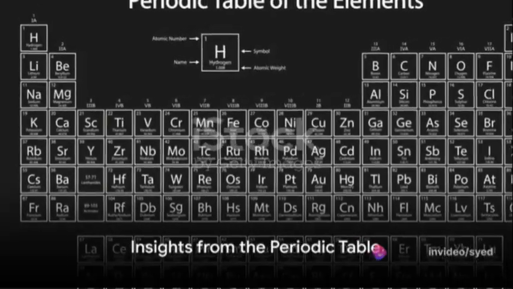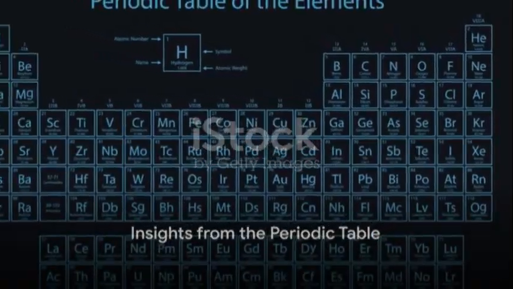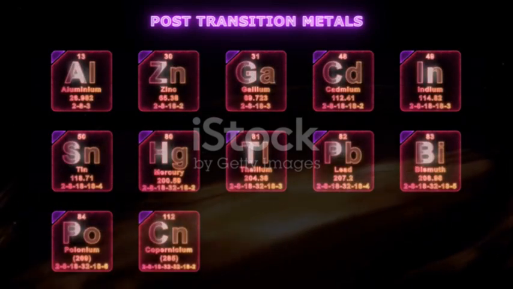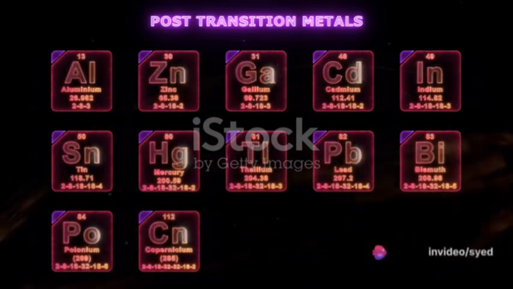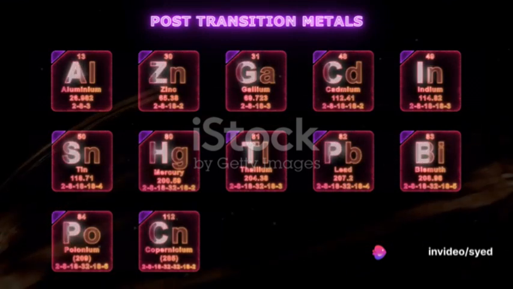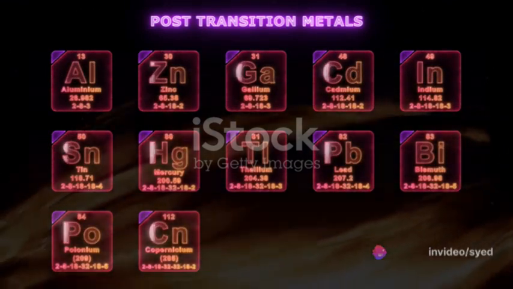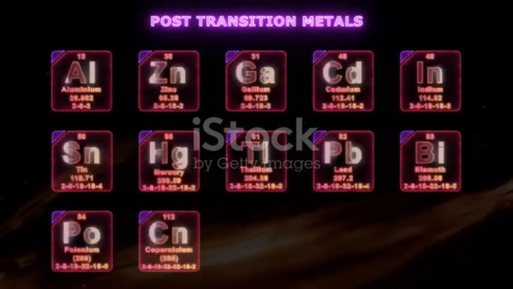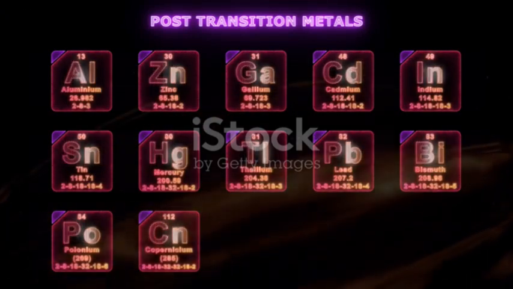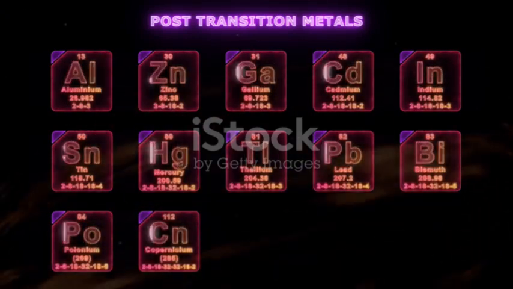Now, the periodic table isn't just about the elements themselves. It also provides insight into the relationships between various elements and the trends in their properties. For instance, elements on the left side of the table are metals, while those on the right are nonmetals. As you move from left to right across a period, elements become less metallic and more nonmetallic.